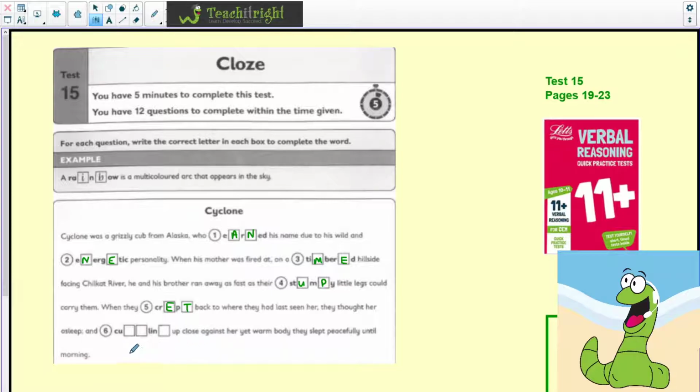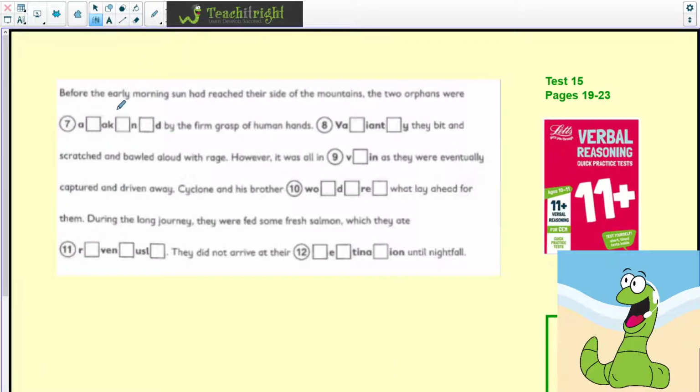close against. Now if you're sort of up close with someone, you're probably cuddling. That's 2 D's. And then the G needs to go in there for cuddling. Close against her yet warm body, and they slept peacefully until morning. And then if we go before the early morning sun had reached their side of the mountains, the 2 orphans were, now it will be awakened, so they were woken up. So you need a, let's do a capital E there, a capital E there. So awakened by the first grasp of human hands.